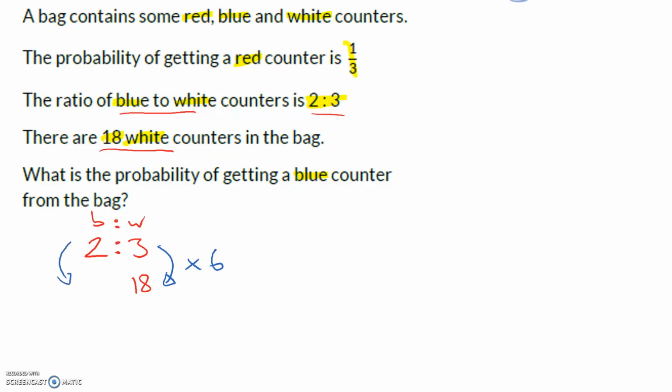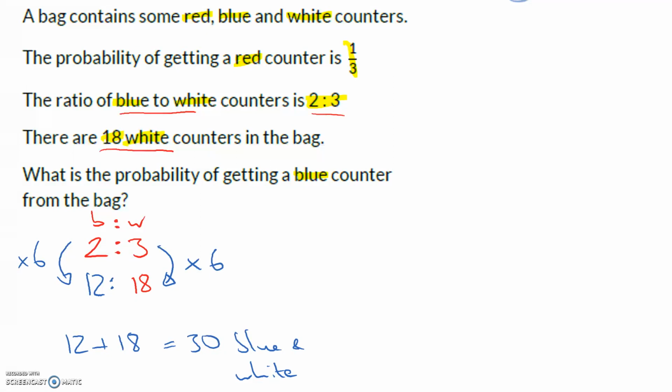So we can do the same on this side. We multiply the 2 by 6. We're going to get 12 blue counters. So there are 12 blue counters to every 18 white counters. Or in other words, we've got 12 plus 18 equals 30 blue and white.